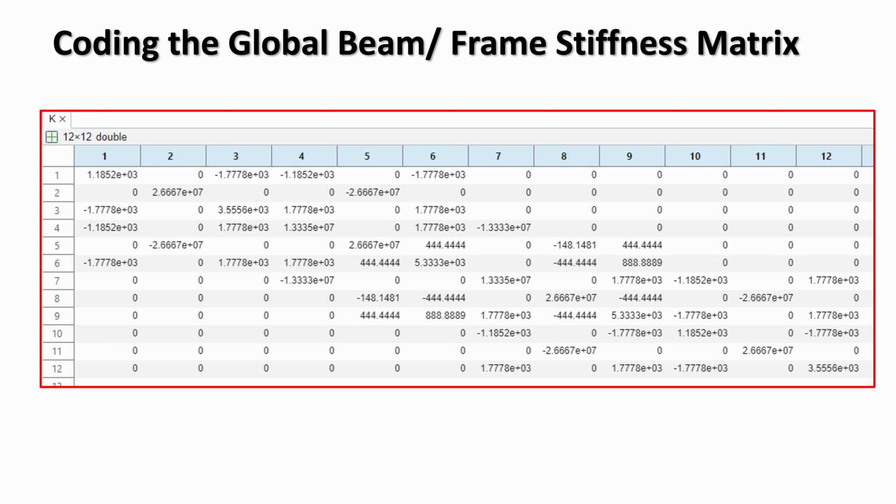Large values appear on the diagonal, representing the direct stiffness of each degree of freedom. Off-diagonal terms show the coupling between degrees of freedom, for example, between translations and rotations at connected nodes. You can clearly see contributions from bending stiffness. These were not present in the simple truss matrix we saw earlier. At this point, the structure's geometry and material properties are fully embedded into this single global matrix.